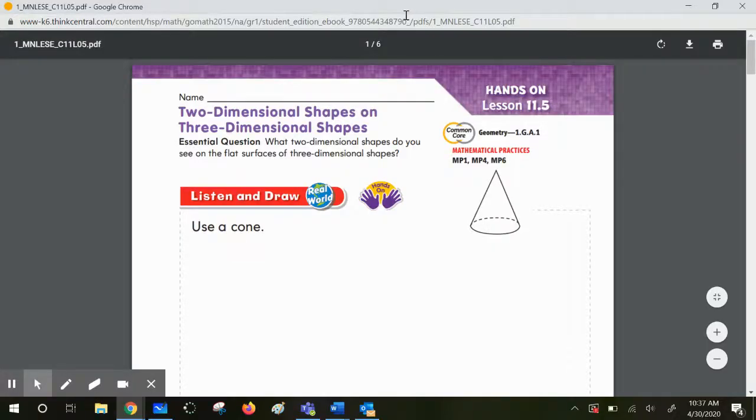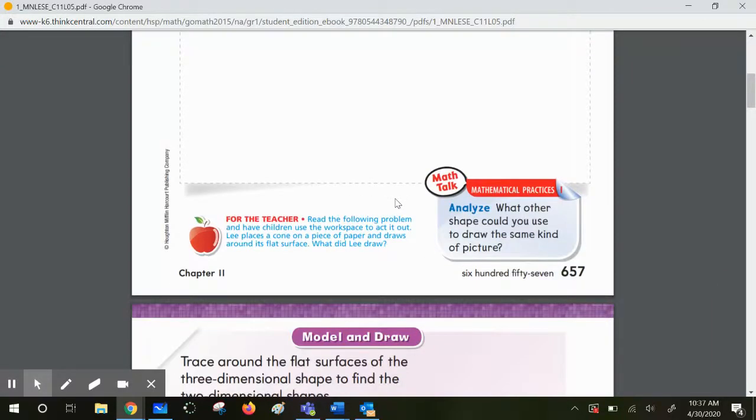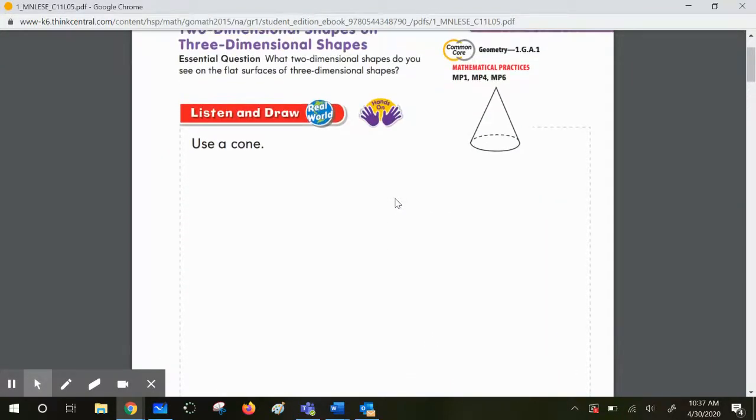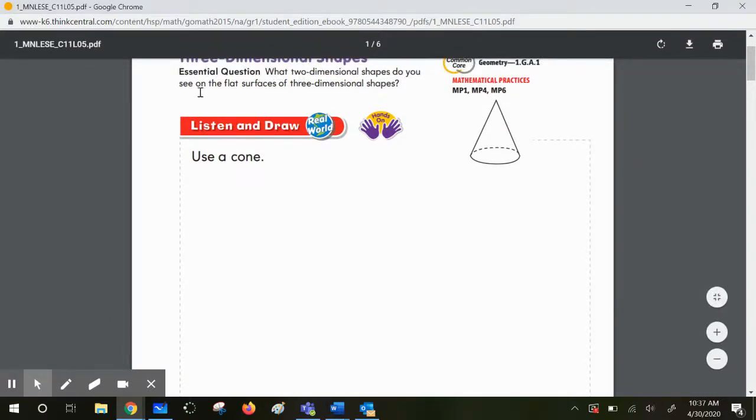All right, into our book we go. Lesson 11.5, found on page 657. The essential question: what two-dimensional shapes do you see on the flat surfaces of three-dimensional shapes? This says to use a cone. Look, there is a cone.